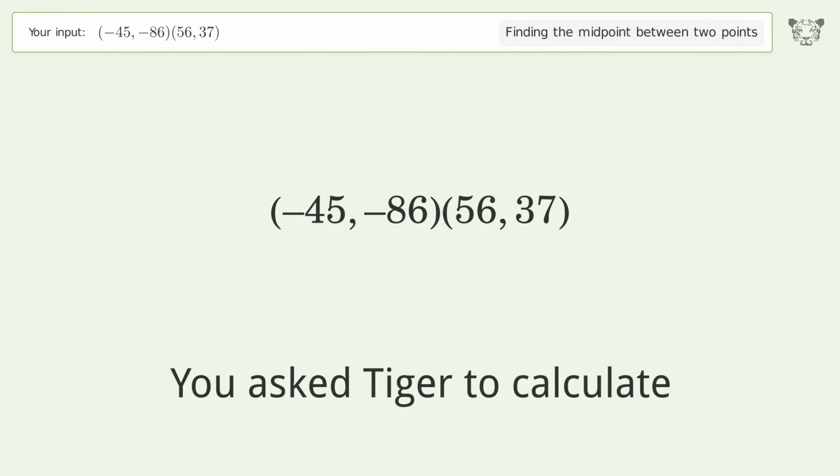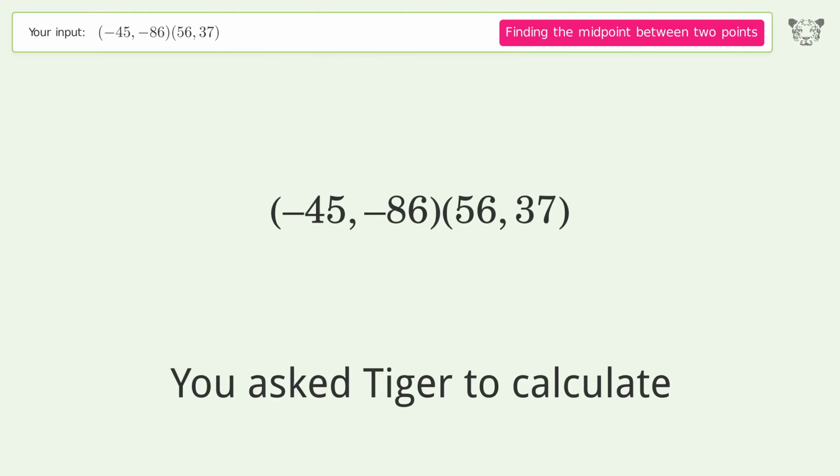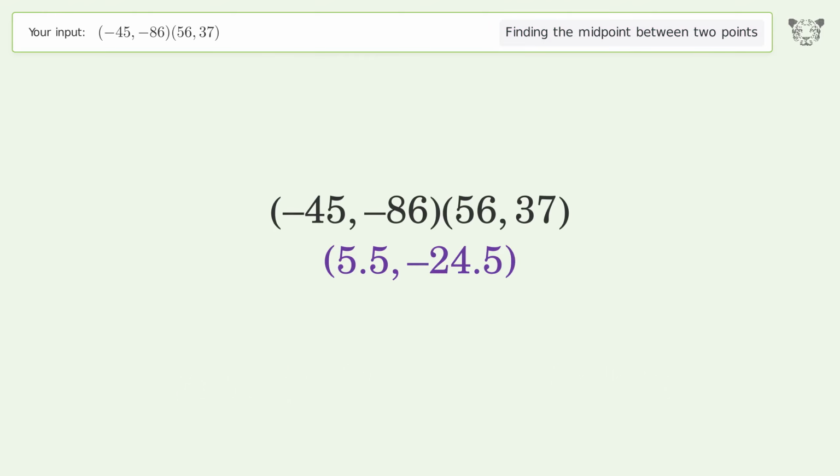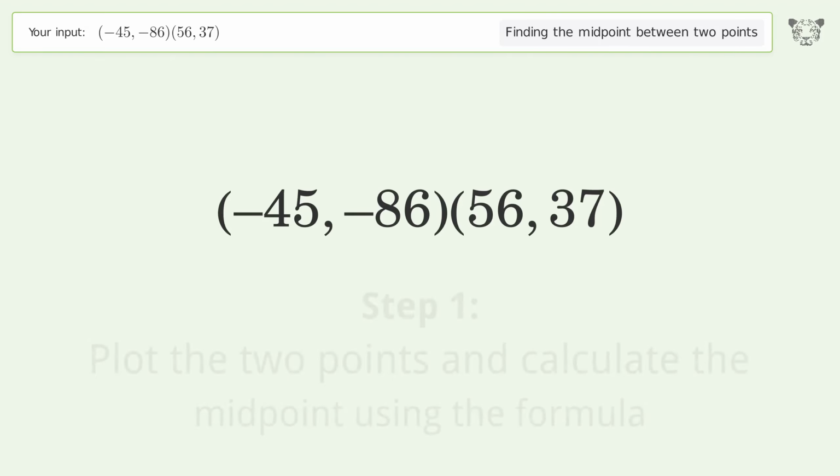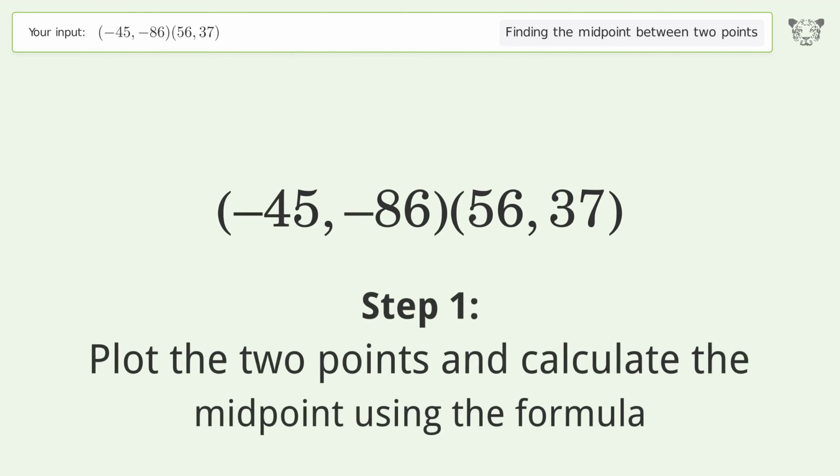You ask Tiger to calculate. This deals with finding the midpoint between 2 points. The midpoint between the 2 points is 5.5, negative 24.5. Let's solve it step by step. Plot the 2 points and calculate the midpoint using the formula.